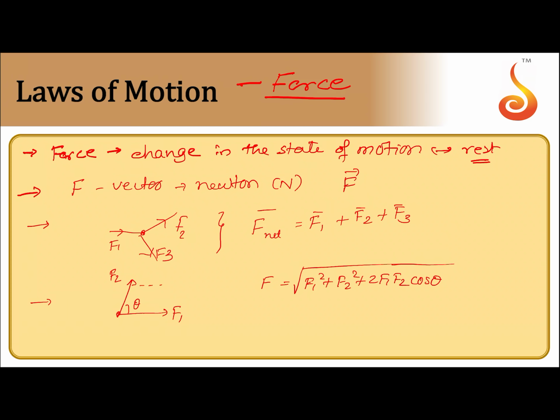Now, if the resultant of these two vectors is F and if it subtends an angle alpha with the first force, then we also know that tan alpha is given by F2 sin theta divided by F1 plus F2 cos theta. That's right. The resultant is given by this set of equations, magnitude and direction.